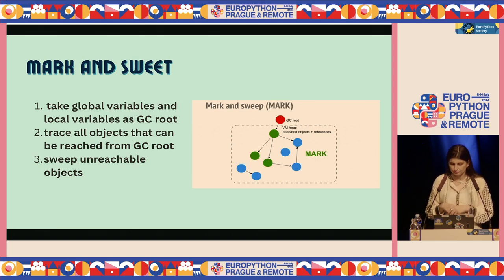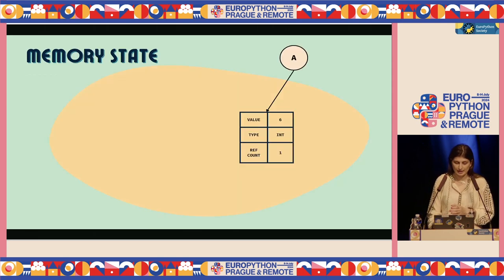inside our Python private heap to mark them as reachable. And after going through all these references, it knows which objects are reachable or not reachable. A reachable object means we can reach it from a global variable or local variable. In case it's not reachable, it just removes it. It means there are no global variables or local variables referencing those values.